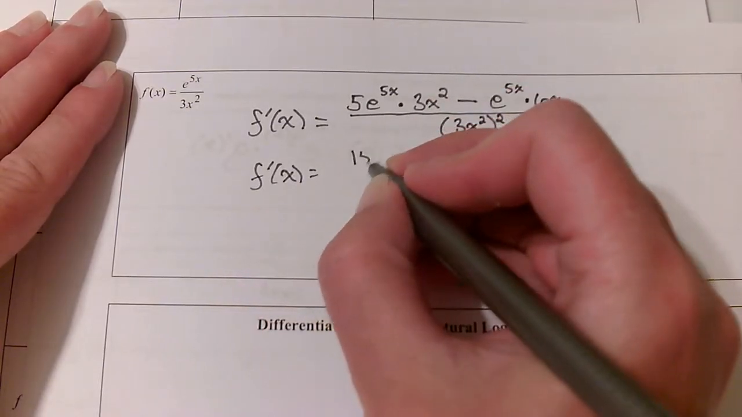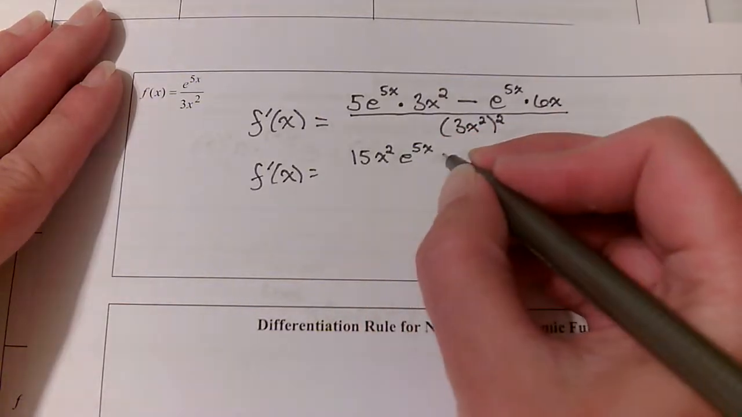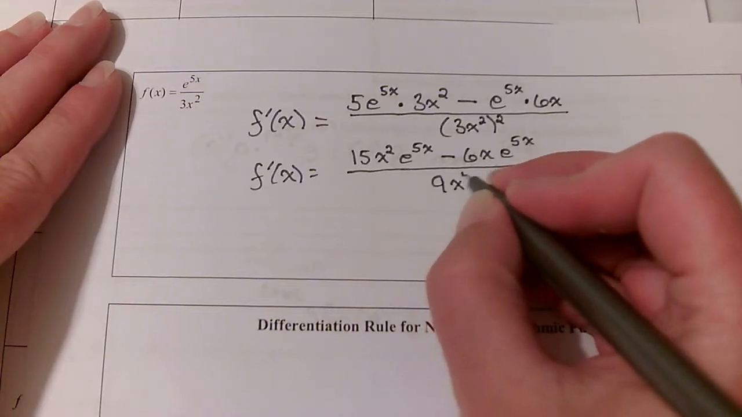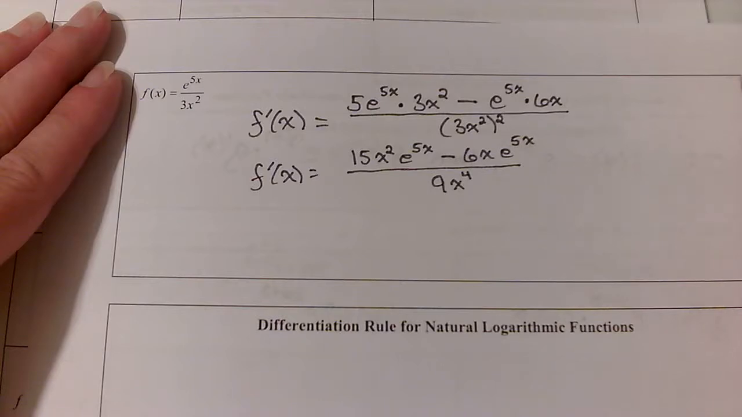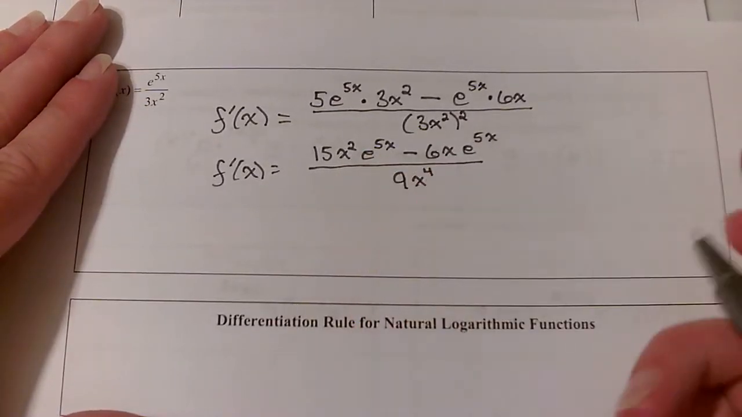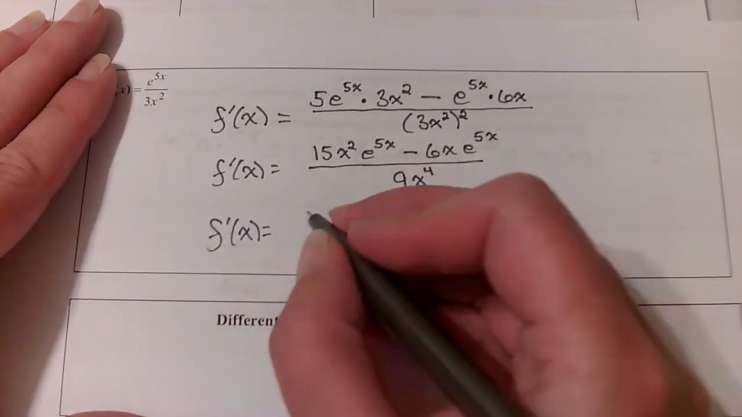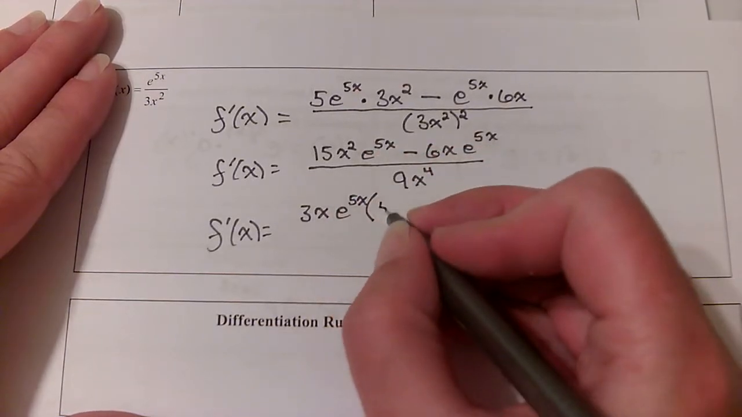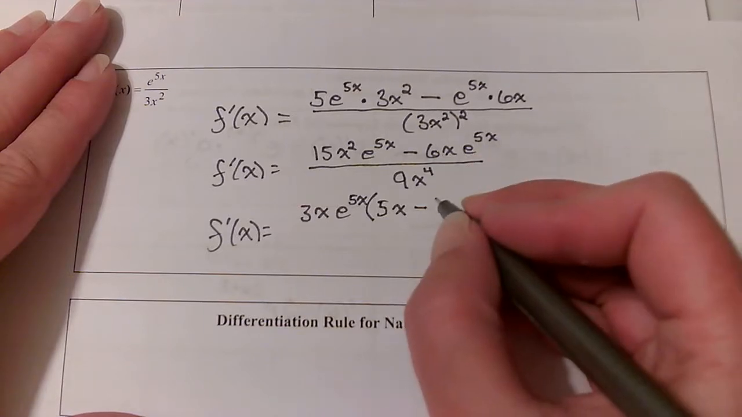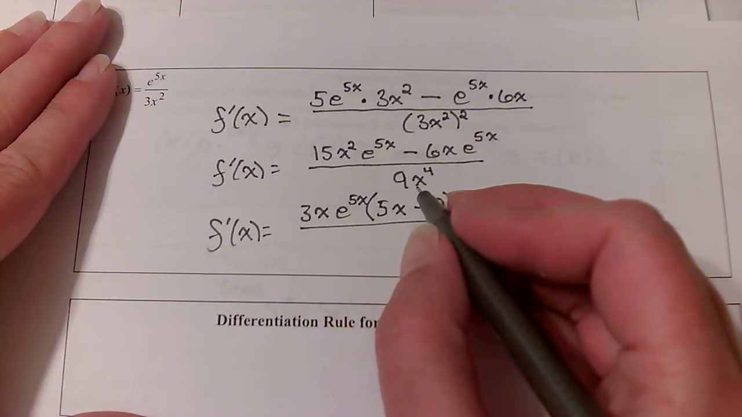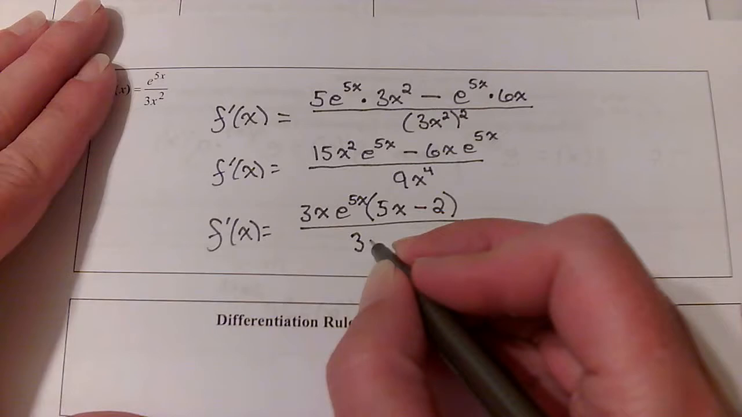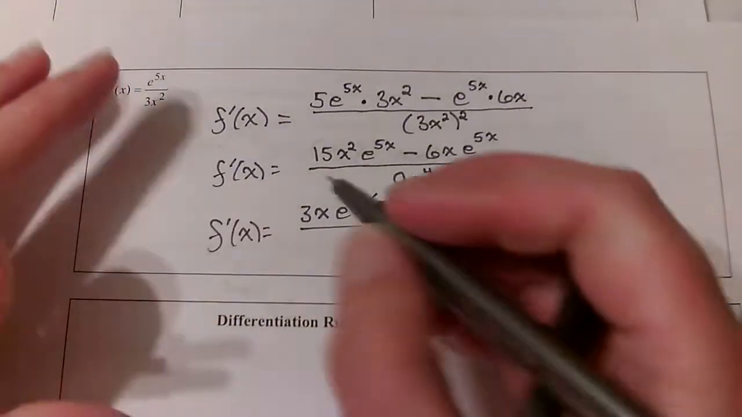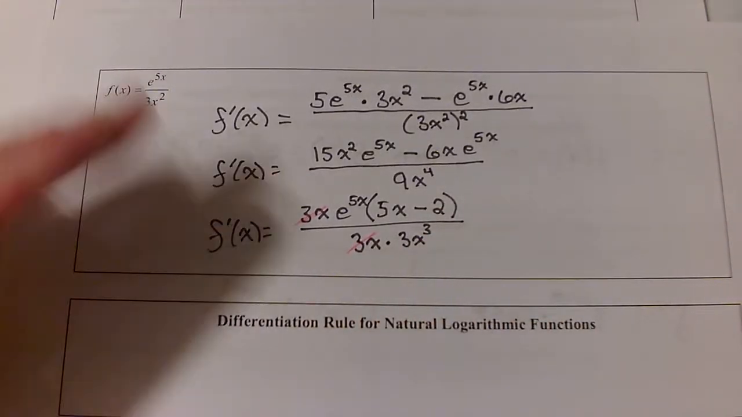That's going to be 15x squared e to the 5x minus 6x e to the 5x over 9x to the 4th. I could even simplify it further. What if I factored out what these two have in common? Well, they both have a 3x, and they both have an e to the 5x. It's going to leave me with 5x minus, when I factor out 3x from there, it's just going to be a 2. And I think I'm going to rewrite 9x to the 4th as 3x times 3x cubed. Why would I do that, you ask? Well, the 3x's can divide out. Turned out pretty nifty.